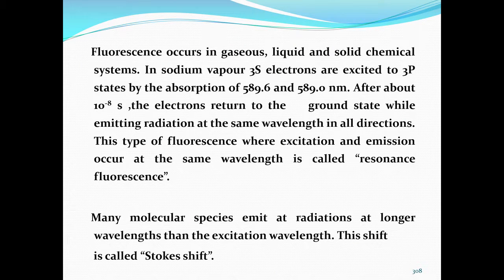So, fluorescence occurs in what kind of substances? We can see fluorescence in gaseous substances, liquid substances and solid chemicals also. For example, if you remember your street lights containing sodium, the sodium lights will be emitting radiation around 589 and 589.6 nanometers.